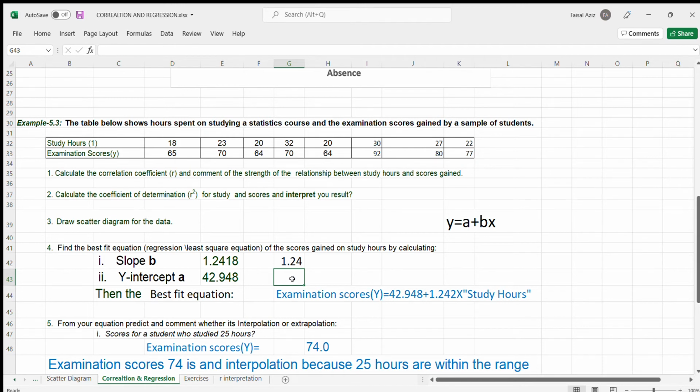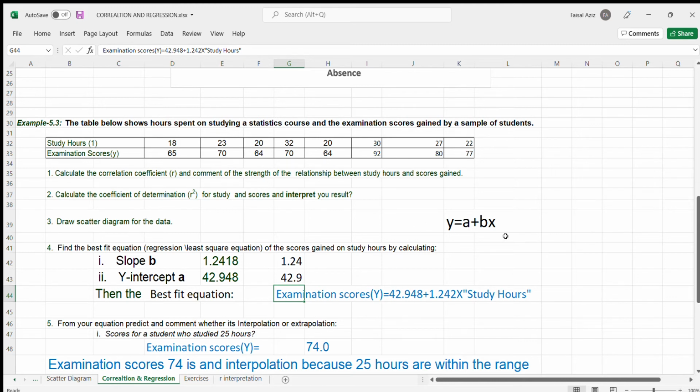Similarly, for the intercept we have another formula. We can write intercept, double click, and again it will ask for known y values meaning the dependent variable, so I will select these values, and then the independent variable I will select it, close the bracket, and then you can see that we have the y-intercept value 42.9.